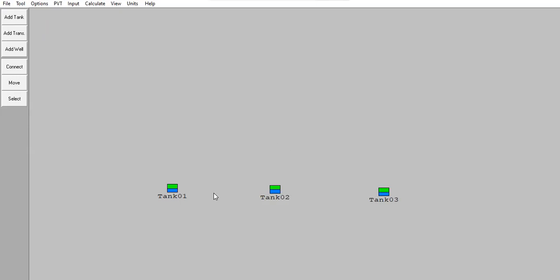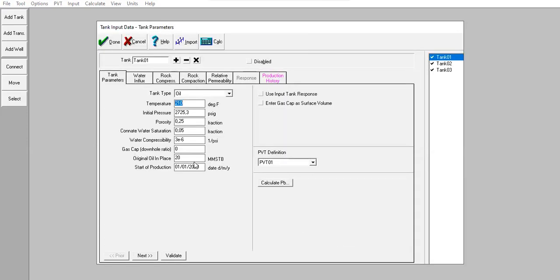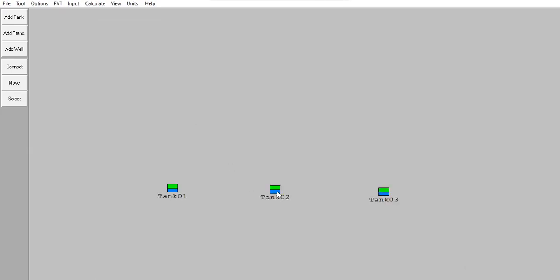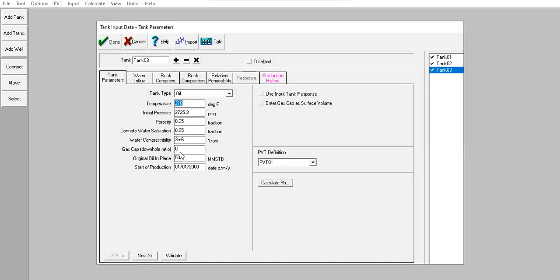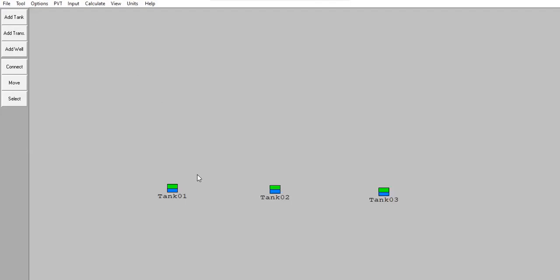We constructed the three reservoir models, tank one, tank two, and tank three. All right, they have the same characteristics. They have the same properties except the original oil in place. This one, the smallest, 20 million stock tank barrel. This one, 30. And this one, the biggest, 50. All right, so they will produce oil to one particular well. So I will add a well here.